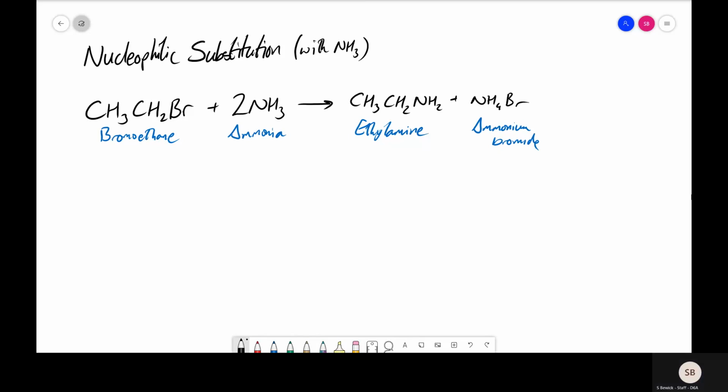Now, those of you that are really observant will also notice that in the other product, the ammonium bromide, some of the ammonia has gained a hydrogen to become ammonium. So that hopefully helps you understand where that hydrogen that's disappeared from the amine has gone to. So let's draw the mechanism.